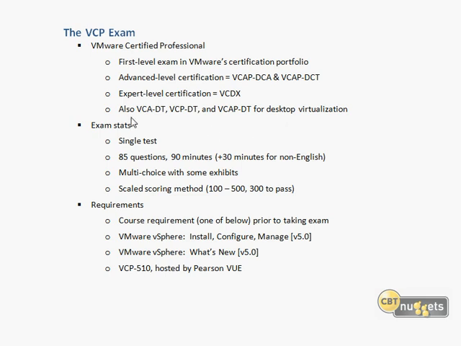A few exam stats here. It is a single test to pass the VCP. 85 questions, 90 minutes. If English is your secondary language, you get 30 more minutes in certain countries. Multiple choice, there are some exhibits. It is a scaled scoring method, somewhere between 100 and 500. You need 300 to pass. Standard certification tests: you go to one of those certification testing facilities, you sit down, you take the test. 90 minutes later, you know if you passed or not.